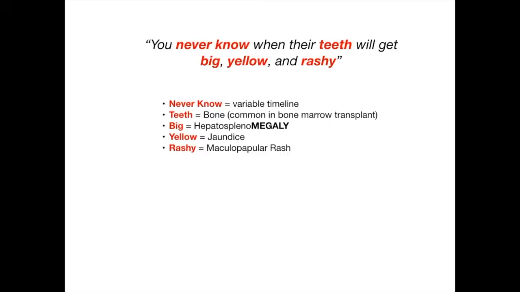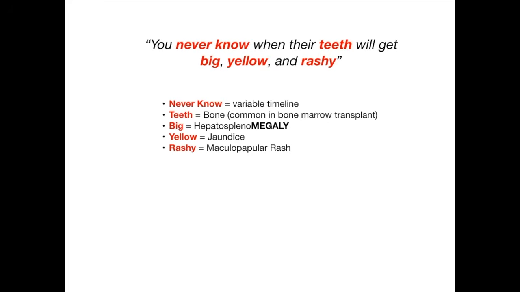So what does that sentence, that you never know when their teeth will get big, yellow, and rashy, tell us? Well, never know tells you that you never really know when this is going to present. This is a very variable timeline. Teeth tells us we're talking about common in bone marrow transplant because after all, teeth is bone, right? So teeth tells us bone marrow. Think about this graft versus host disease being very common in bone marrow transplant.